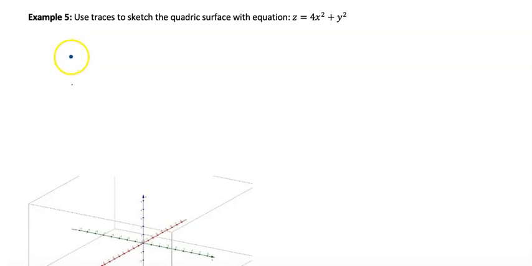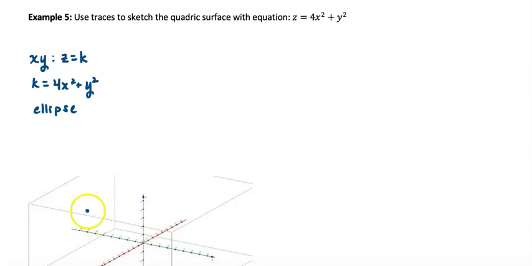Use traces to sketch the quadric surface with the equation z is equal to 4x squared plus y squared. So let's look at those traces. We've got our trace that is parallel to the xy plane, for which z is equal to k. We plug z equals k into this equation, we get that k is equal to 4x squared plus y squared. And what kind of equation is this? Well, this is in the form of an ellipse.